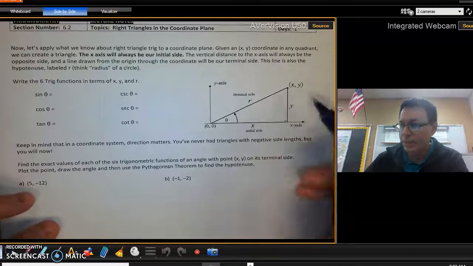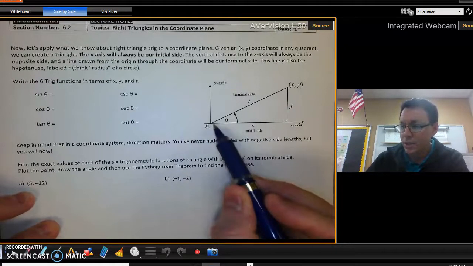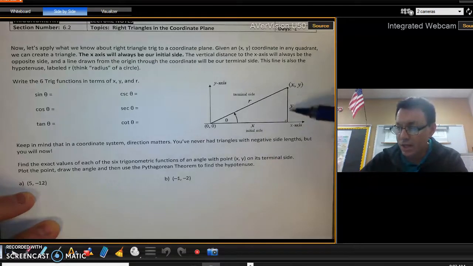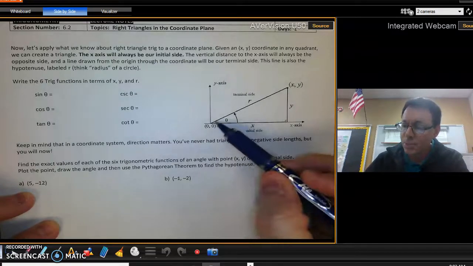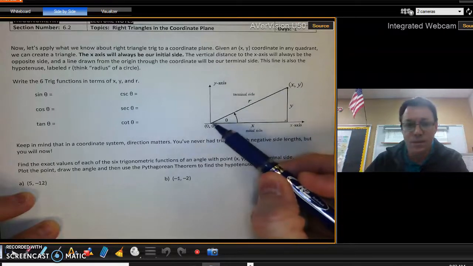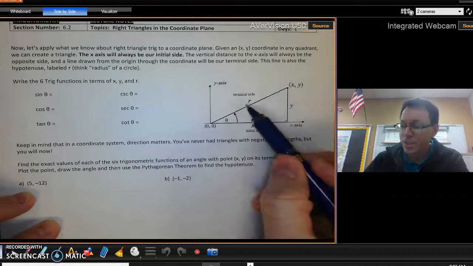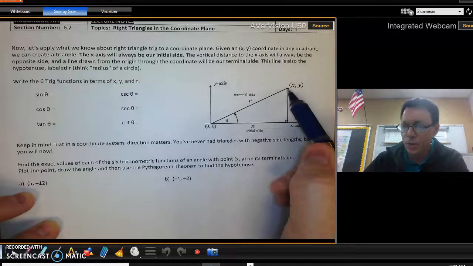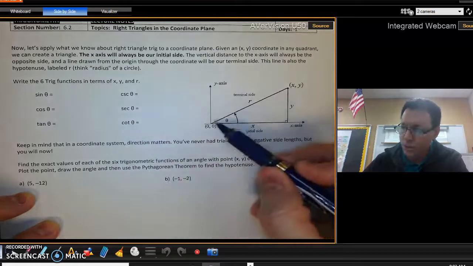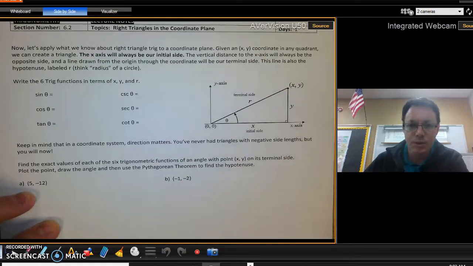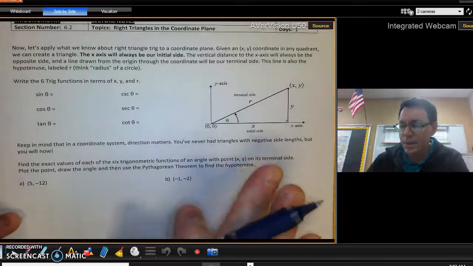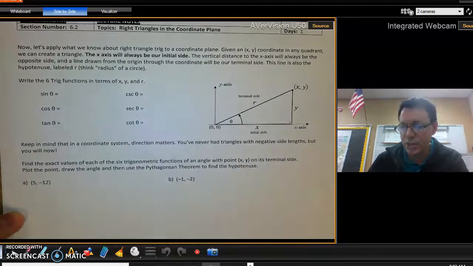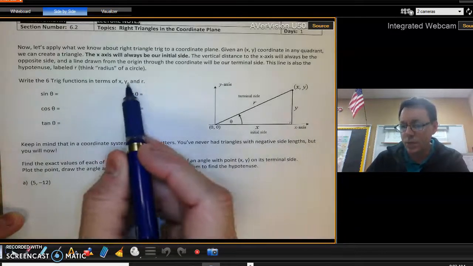So look at what we have. I was given a point x, y, so we know the length of this side is x, and the length of this side is y. We could use the Pythagorean theorem to find the length of this side. We've labeled this r. Think radius of a circle. If you turn this into a big circle, this distance right here would be the radius. So given this triangle, let's take a look at what our 6 trig functions would look like in terms of x, y, and r.